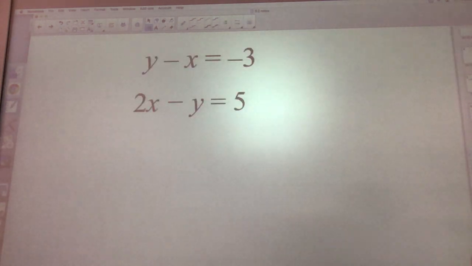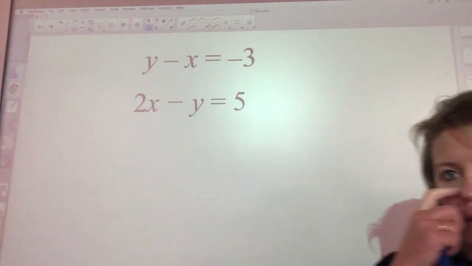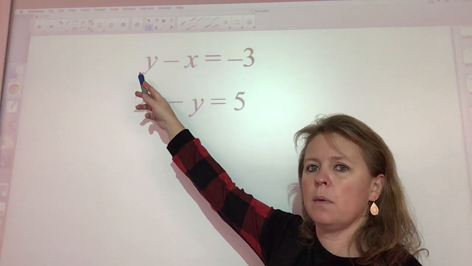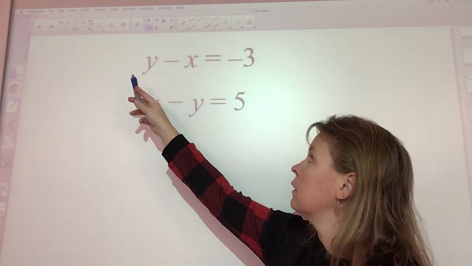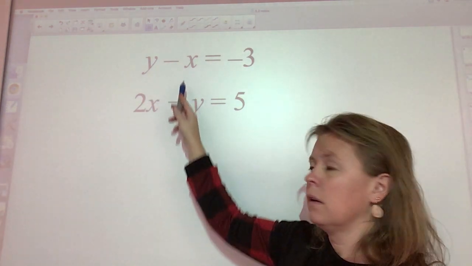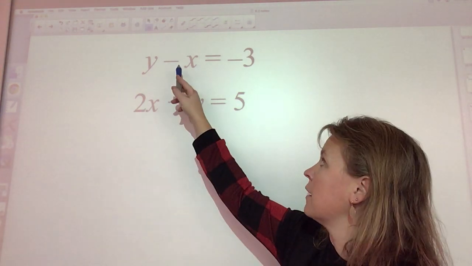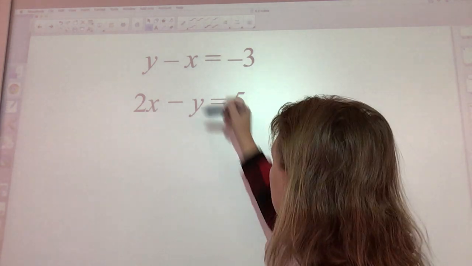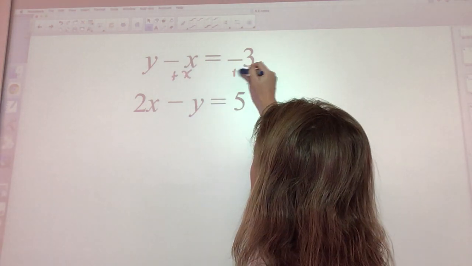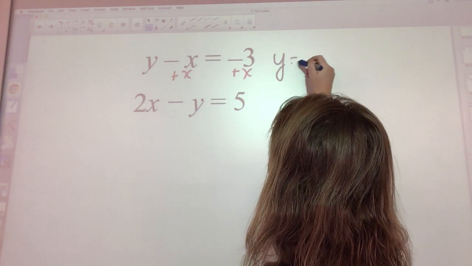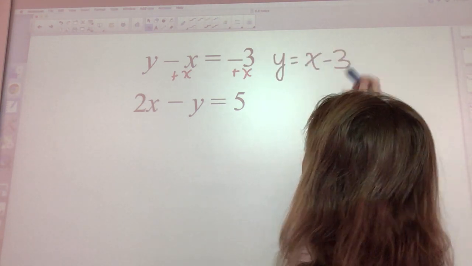All right, one last example. Go ahead and write this down. It looks like this y is the only y that doesn't have a coefficient. This has a -1. This has a -1. This has a +2. Let's get this y by itself, and I'm just going to squeeze it in right here. Plus x plus x. So I get y equals x minus 3.